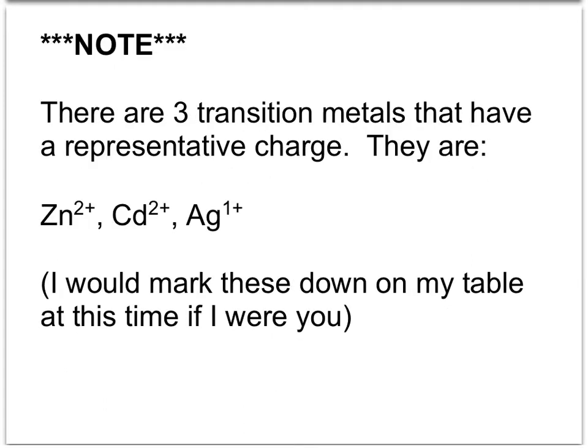I do need to make a special note. There are 3 transition metals that do have a representative charge, and you need to probably mark these down on your periodic table at this time. You'll notice zinc, number 30, cadmium, which is number 48, and silver, number 47. They have representative charges, so they are always these following numbers. So for zinc, it's always 2 plus, cadmium is always 2 plus, and silver is always 1 plus.